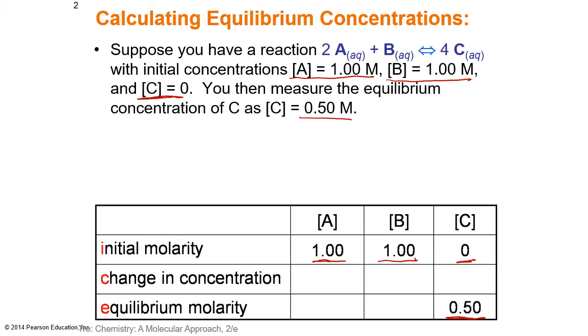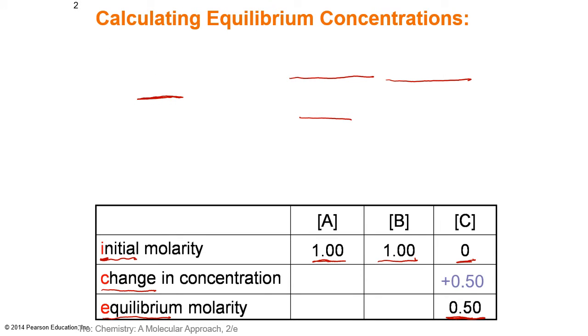We're going to set up a table, and we call this an ICE table. ICE stands for initial, change, and equilibrium. So our initial was 1 molar A and B. Our equilibrium is 0.5 molar C. So let's look at our change in concentration. For C, we gained 0.5 molar over the course of the reaction.